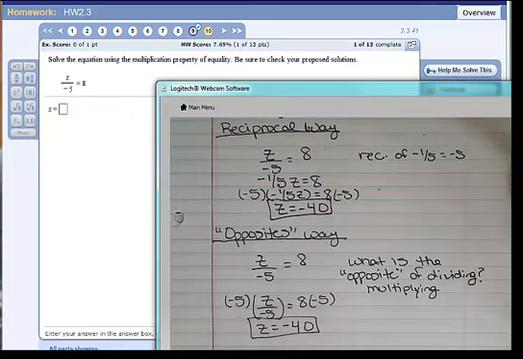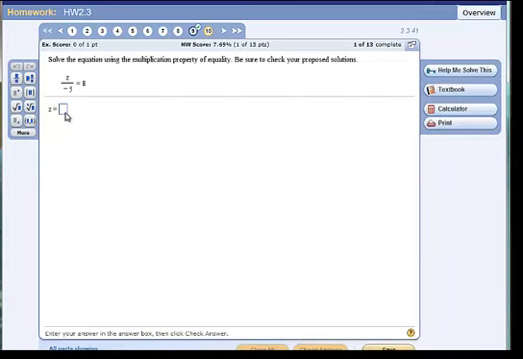Let's put in our answer. Hit enter. Fantastic, we got it. So those are going to be the types of problems you're going to see on your homework and on your quizzes for section 2.3. So good luck on your homework and good luck on your quizzes.